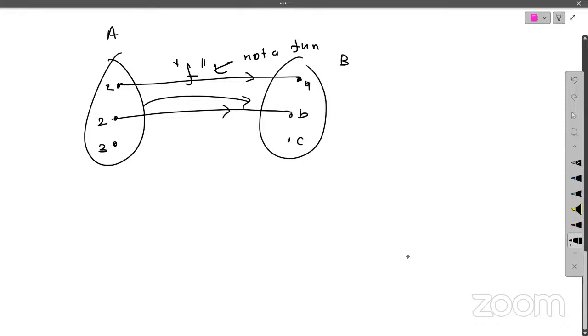Why is it not a function? Because again, it is not satisfying the input property. That means for every element of A, there should exist some output, right? I'm not able to take this 3 as an input in this function F. That's why it's not a function.